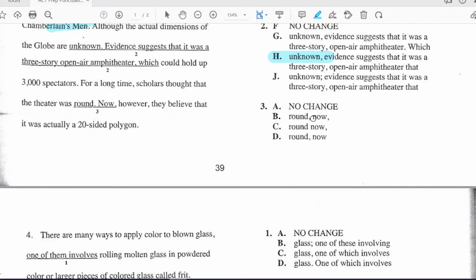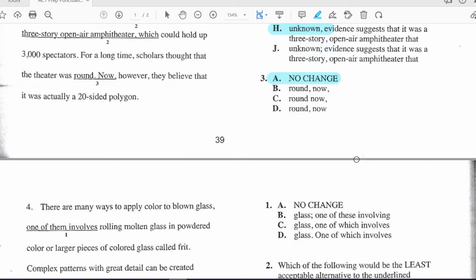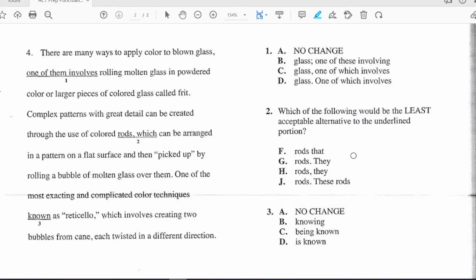So round, comma, now, comma, that's just a comma splice. We can eliminate B. Round, now, comma, that's just a run-on. Round, comma, now, another comma splice. This one doesn't need to be changed at all. So let's look at these three.